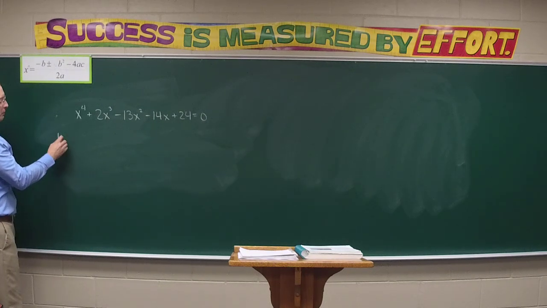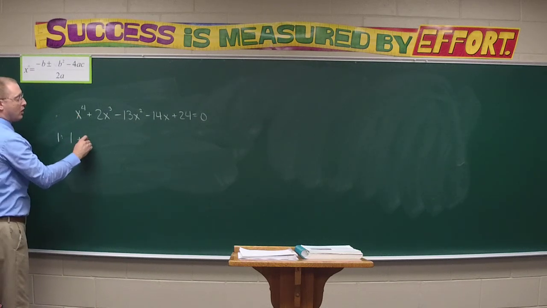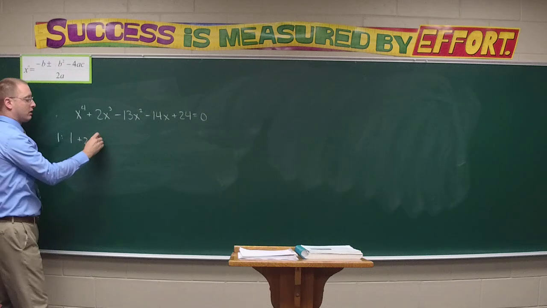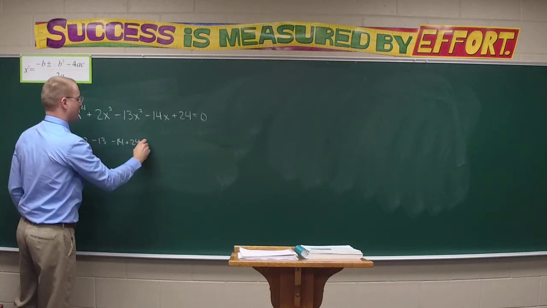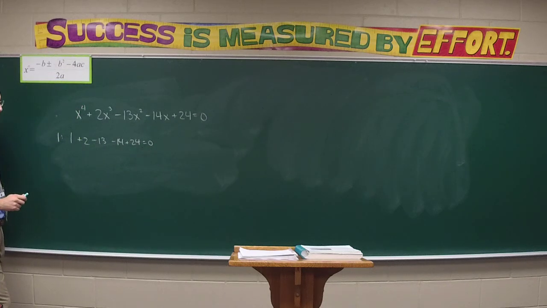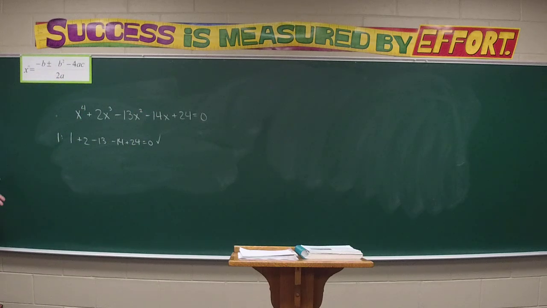So we plug in the 1 to the 4th. 1 cubed times 2. 1 squared times negative 13. 1 times negative 14. And plus 24, yes or no, equals 0. Yeah. Hey, I like that. Doesn't always work out that nice, but there we go.